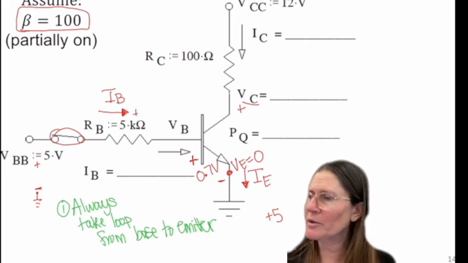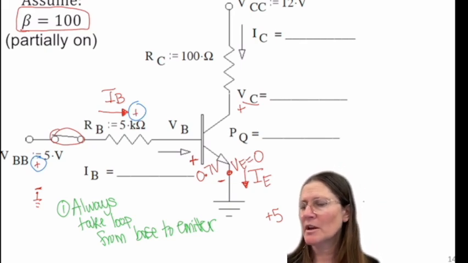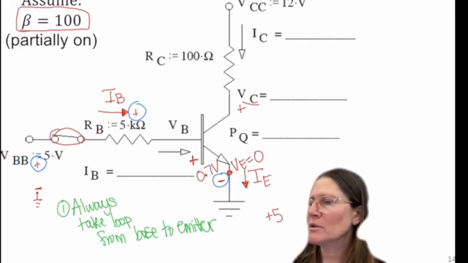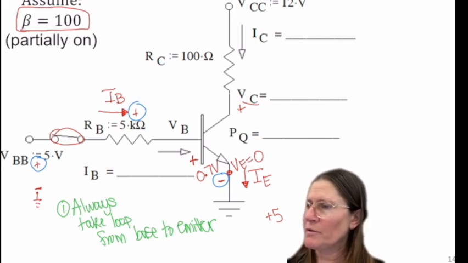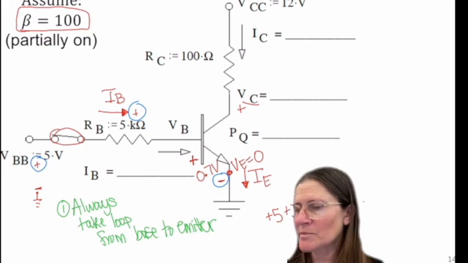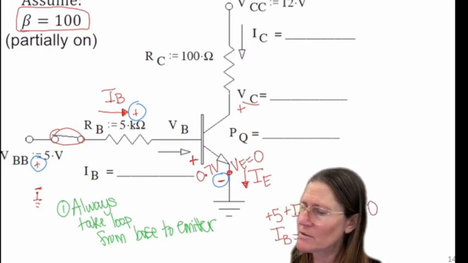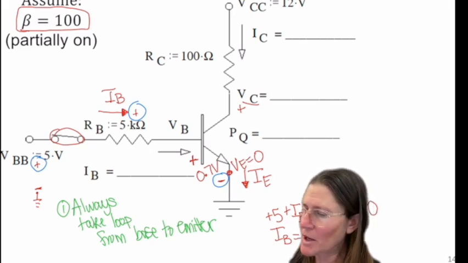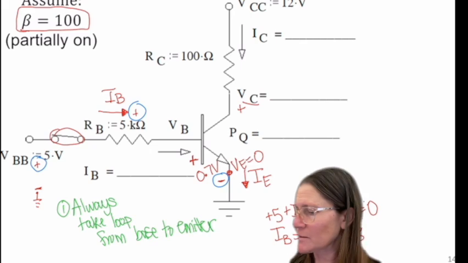I'll go through and circle these. So plus 5 plus IB times RB, and then a minus 0.7, and that gets us from ground back to ground. So 5 plus IB times 5K minus 0.7 equals 0. So IB is 4.3 divided by 5K, which is 0.86 milliamps.